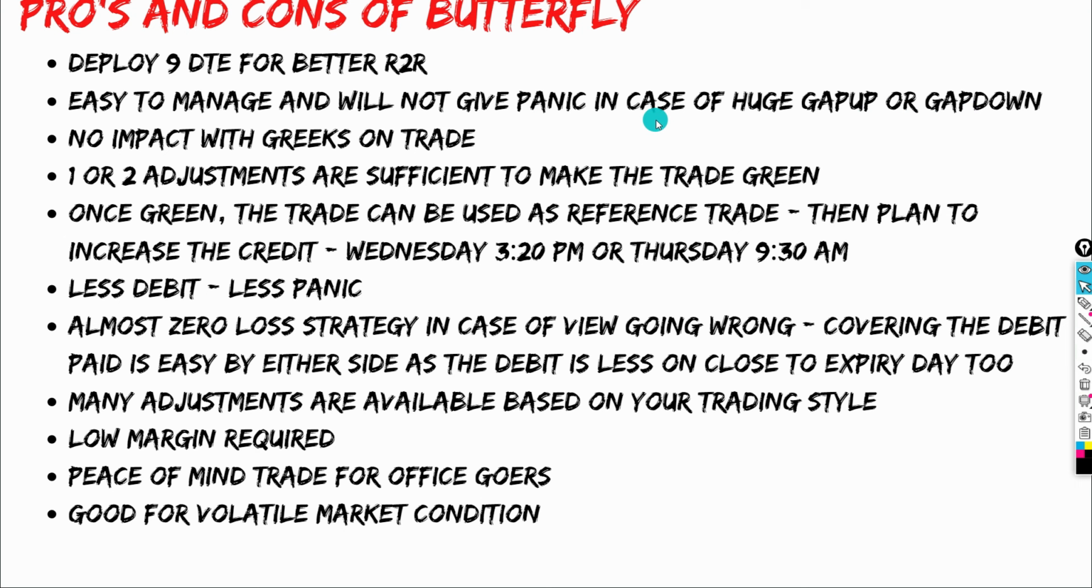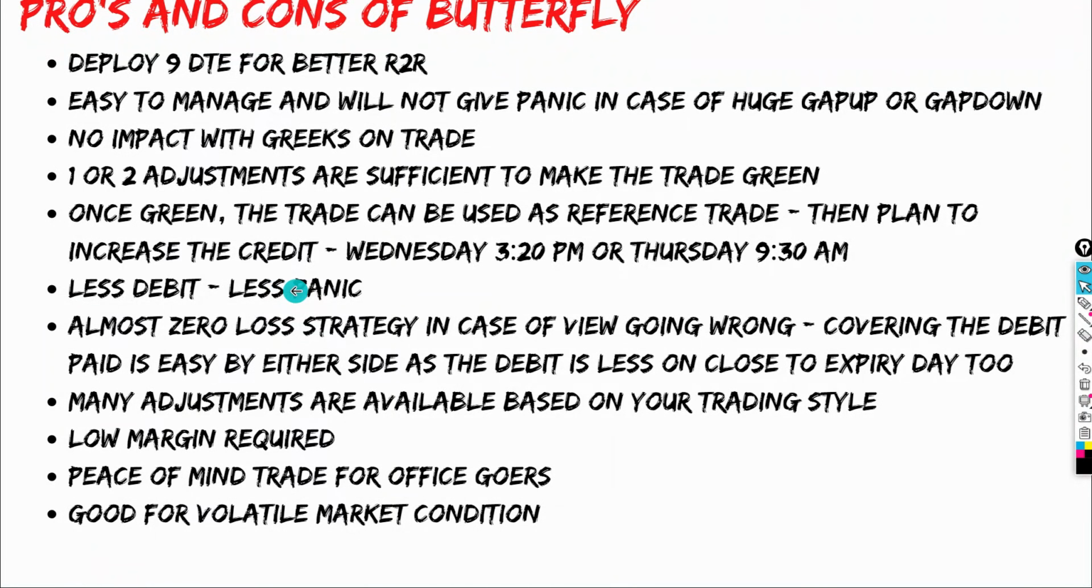Butterfly will not give you any panic on gap ups and gap downs, believe me, because at the end of the day you will have only very little debit. It can sustain a gap up of 10%, 20% also. No impact with Greeks on the trade, as we have seen. One or two adjustments are sufficient to make the trade green. That's it. Once your trade becomes green, it can be used as a reference trade, then plan to increase the credit by taking advantage of Wednesday 3:20 p.m. and Thursday 9:20 a.m.